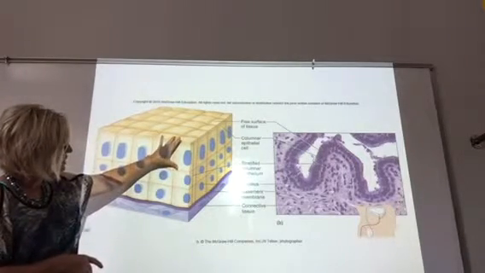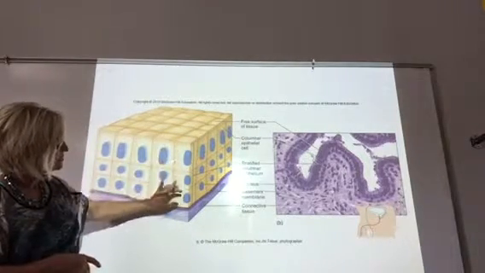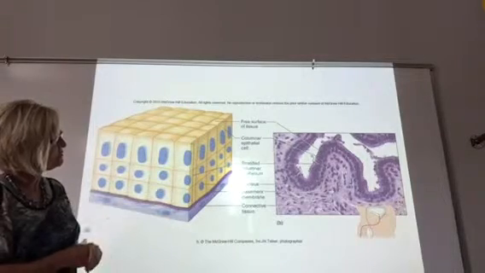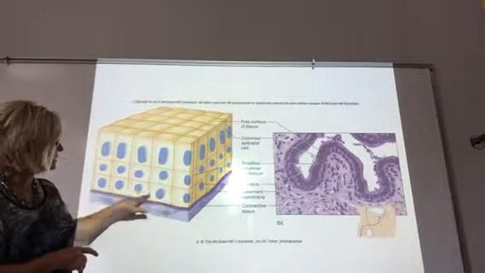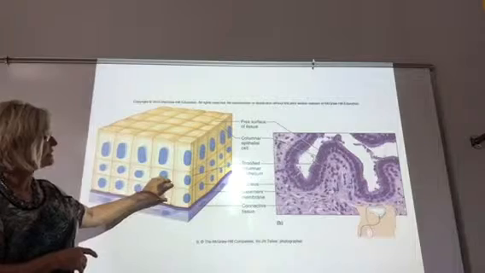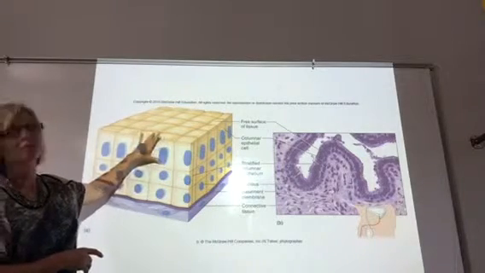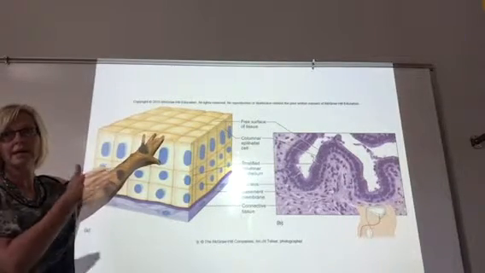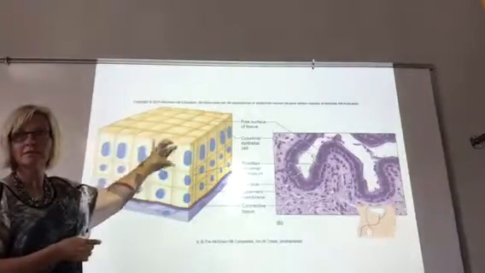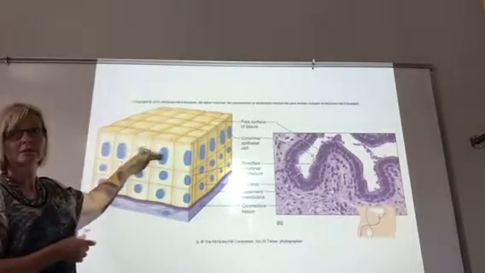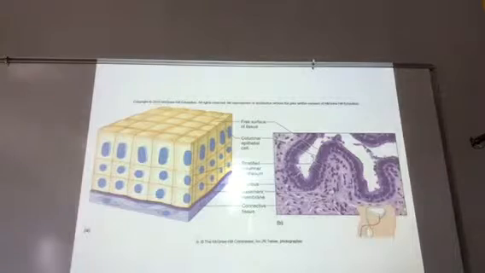Notice they are longer on the outside. They're a little bit shorter as you get towards the bottom. Almost has a cuboidal shape at the top or at the bottom. But remember, when you have a stratified layer, it's named after whatever's found at the top. So this column shape is going to give it that name.